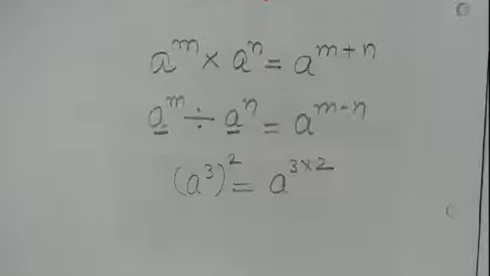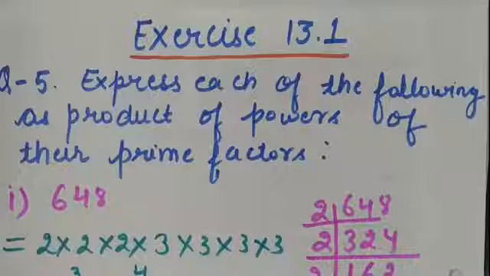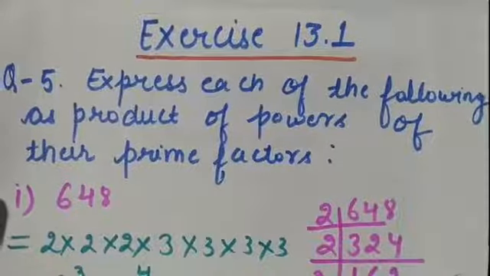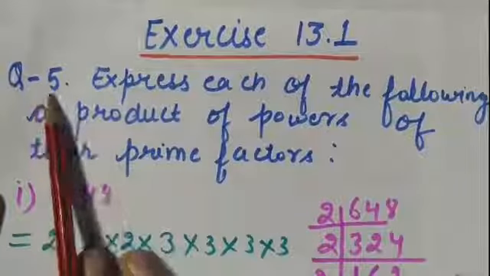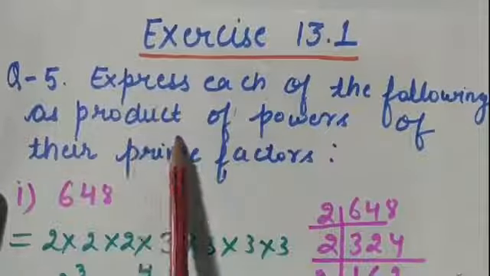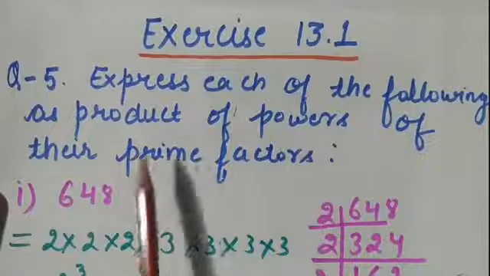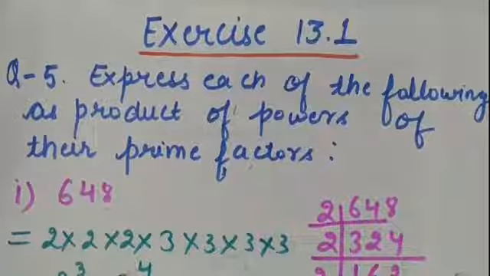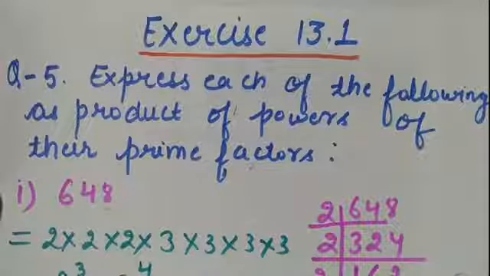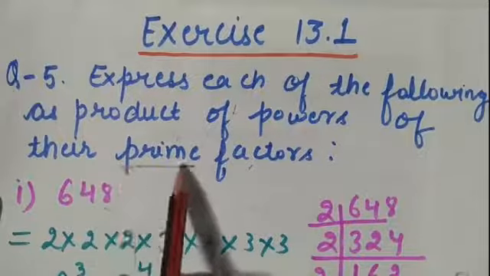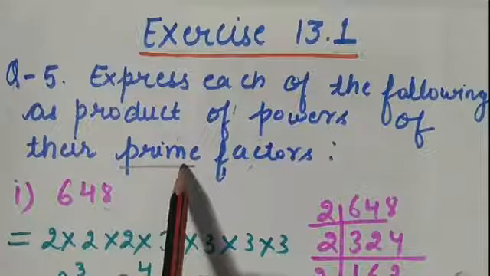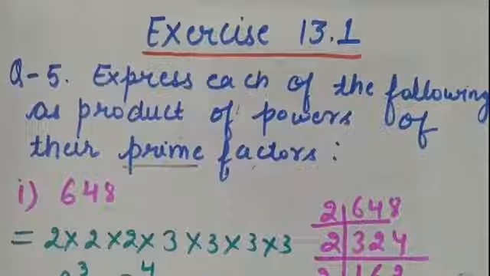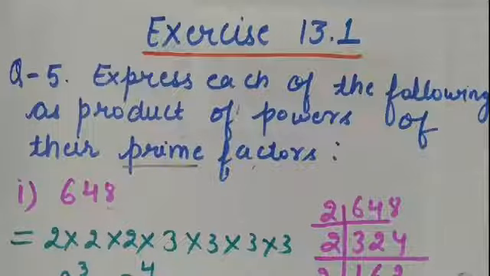Now come to exercise 13.1. In 13.1 we have done questions up to question number 4 in lecture number 1. So let us start with question number 5. Express each of the following as product of powers of their prime factors. We have been given some numbers and we have to express these numbers in the powers of the prime factors. Prime numbers are those which have only two factors, 1 and the number itself. It means we have to express each given number in the form of powers of prime factors.